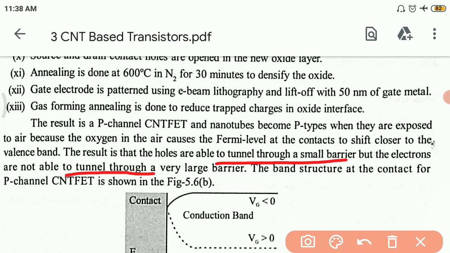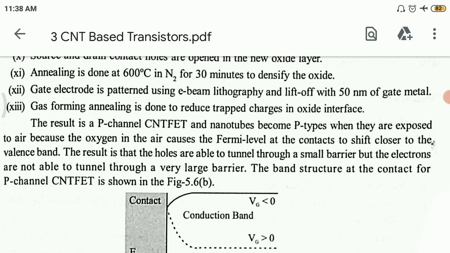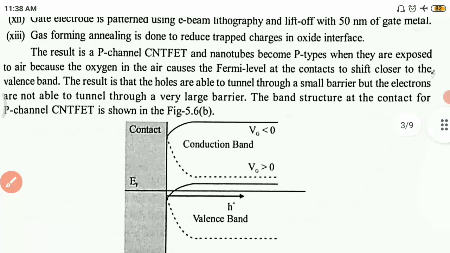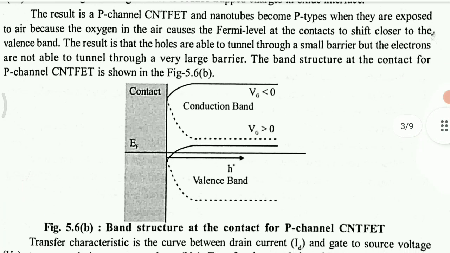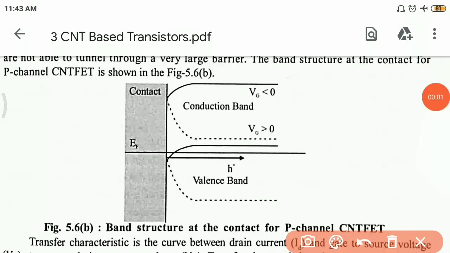The band structure at the contact for the p-channel CNT FET is shown in the figure. You can see this is the Fermi energy level and this is the contact region. The lower one is the valence band and the upper one is the conduction band. You have already read this in the band theory of solids. This is the gate voltage having a negative value and this is the gate voltage having a positive value.